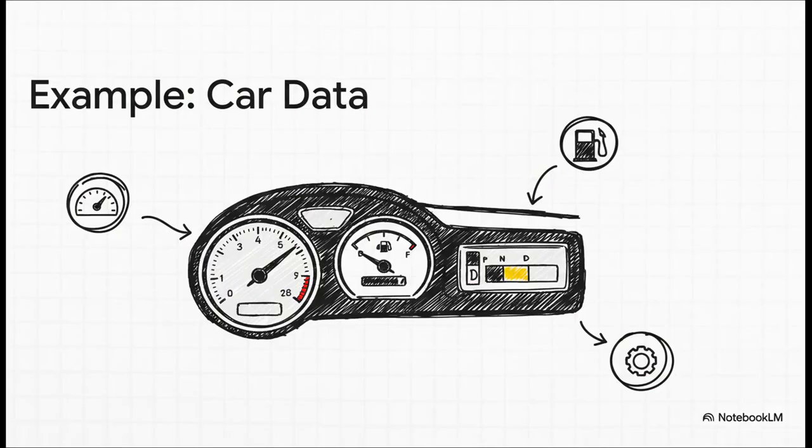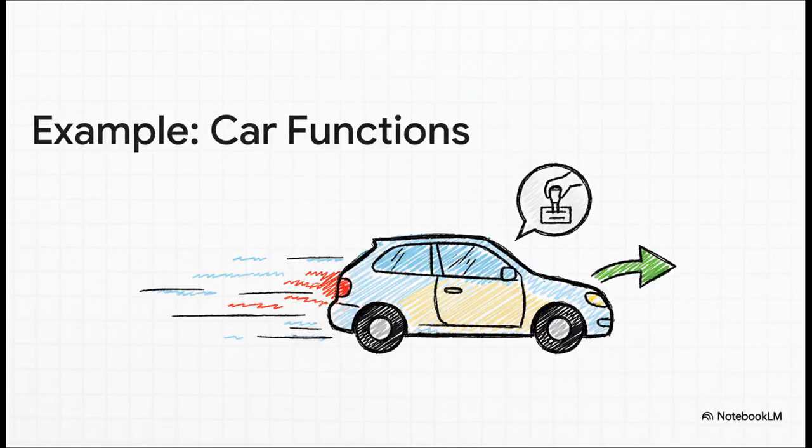That's it. Let's use a car, for example. The data for a car object would be stuff like, what's its current speed on the speedometer? How much gas is left in the tank? What gear is it in? These are all of its properties. And the functions for that very same car object would be the actions it can take: accelerating, hitting the brakes, turning the wheel, shifting gears.